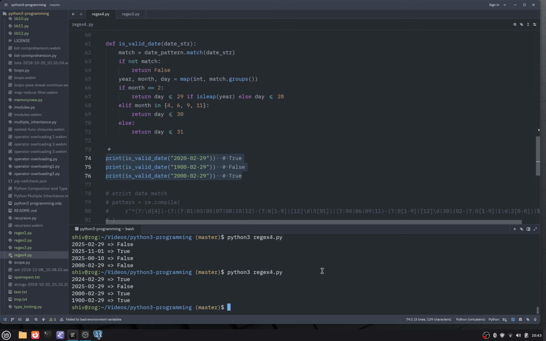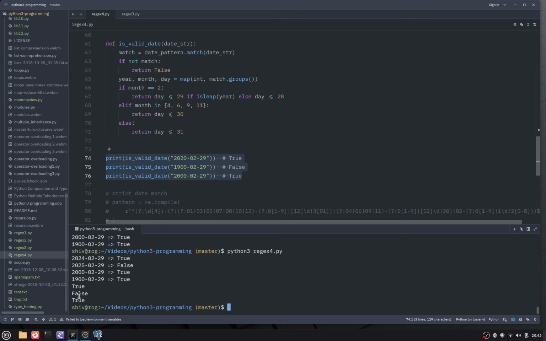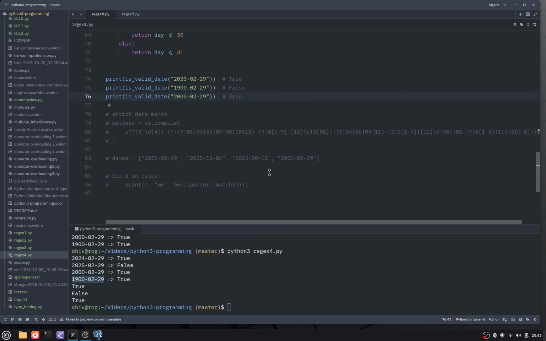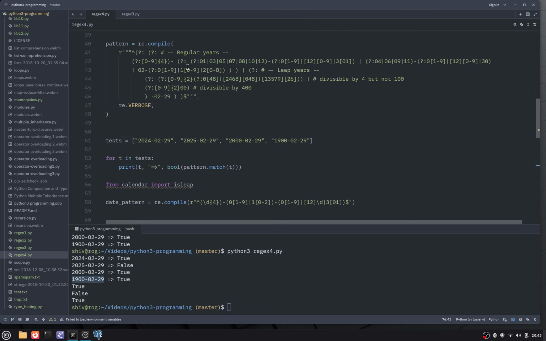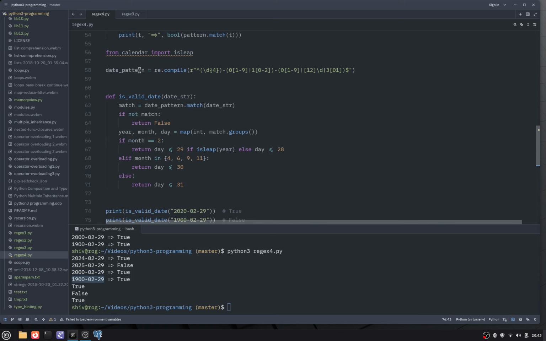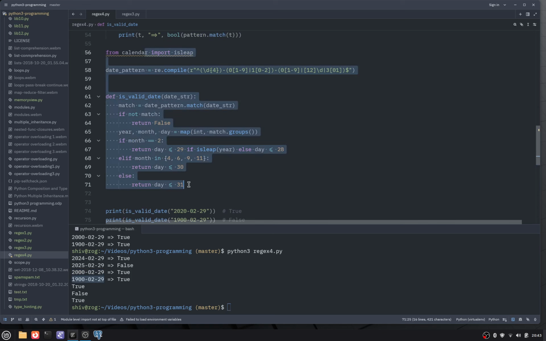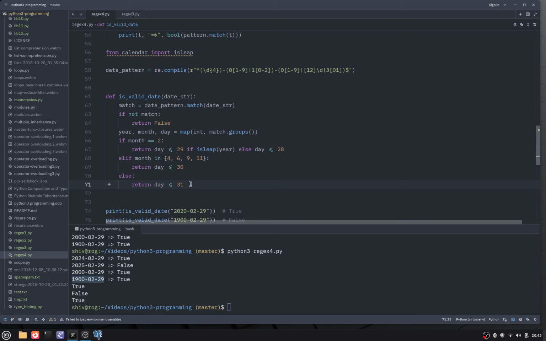For example, if we run this, you see true, false, true. 1900 is false, all right, and 2000 is true. So instead of writing this massively complicated regex, you can sort out the problem with much simpler code. So in general, if it is simple, then you write the regex. Otherwise, you don't write regex. Write equivalent code using if else elsewhere.